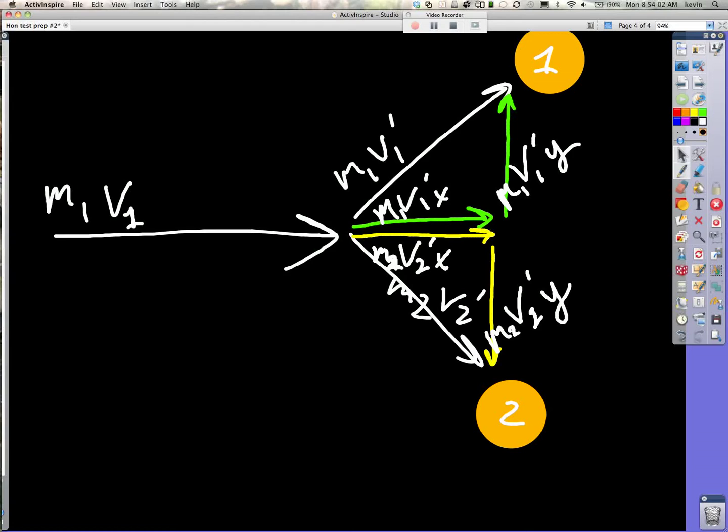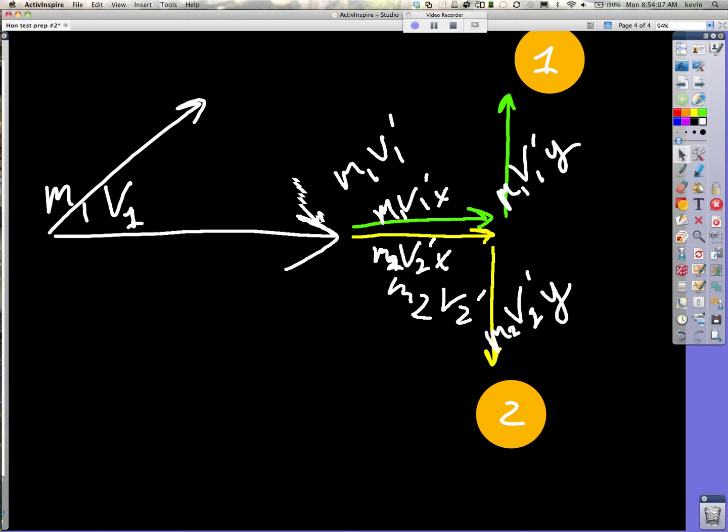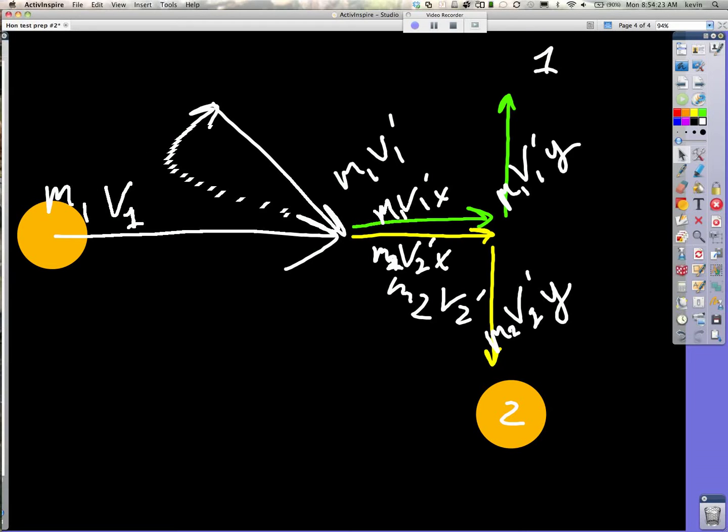And that is for inelastic collisions, kinetic energy is not conserved when they stick together. But for elastic collisions, it is conserved. So, does everyone see the problem here? That we have two unknowns? We have V2 final.